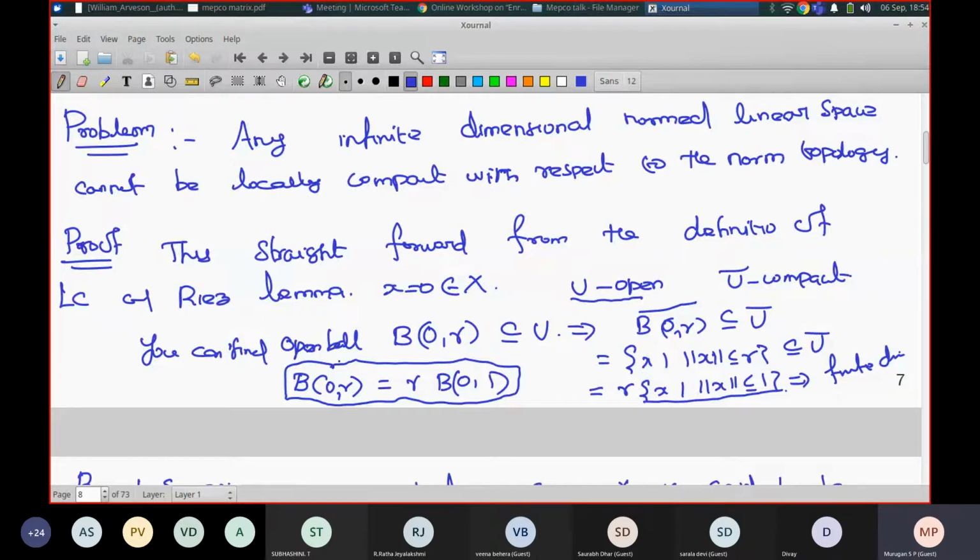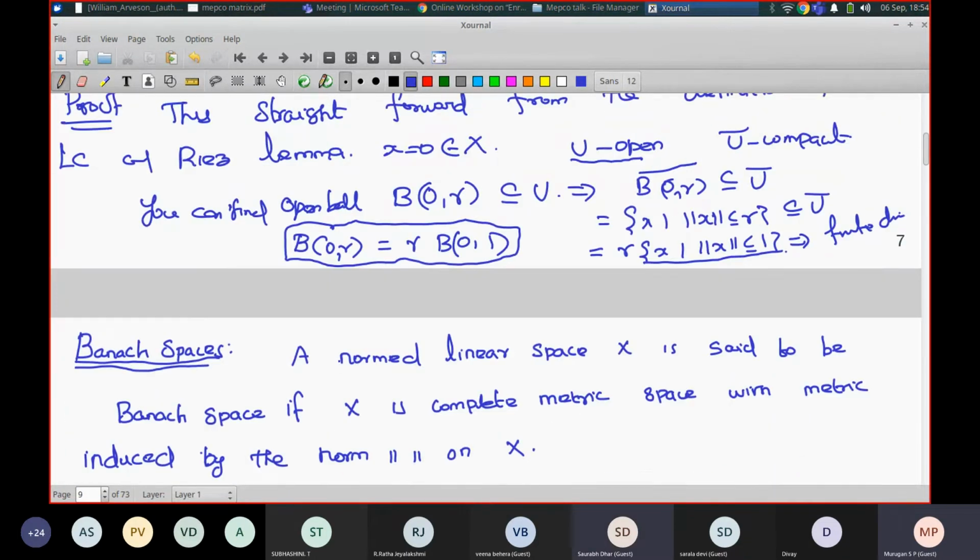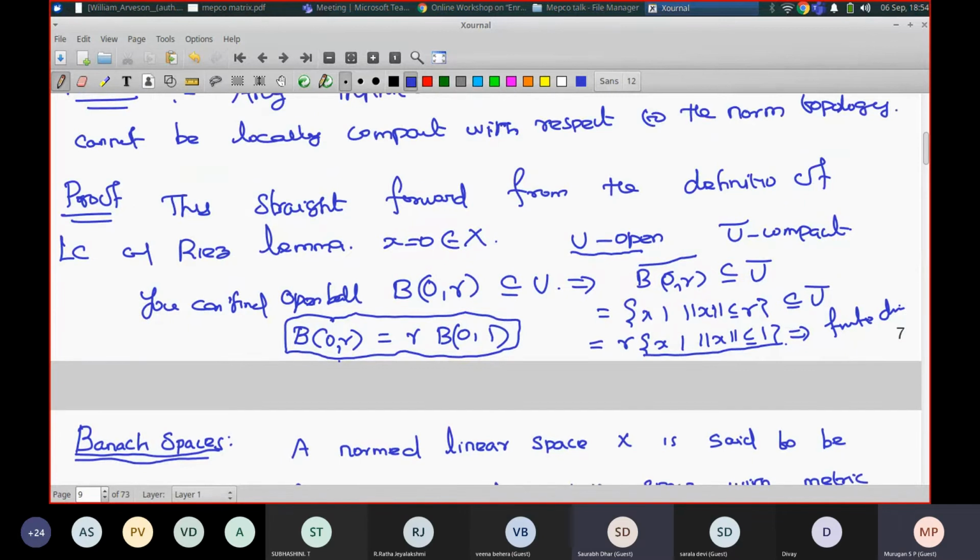This proof is fine. Is there any doubt? If you have doubt, you can ask me. This is very simple. It is the definition and application of the Riesz Lemma. We have concluded B(0,R) is compact, and by the homeomorphism of multiplying with R, we conclude that B(0,1) is also compact, right? Yes, use the topological property. Okay, thank you.